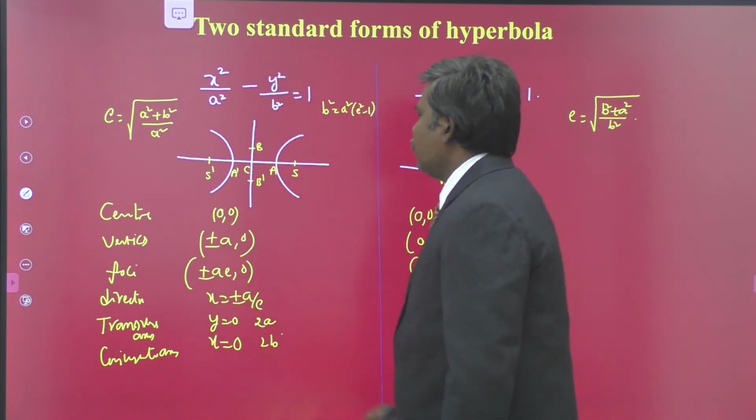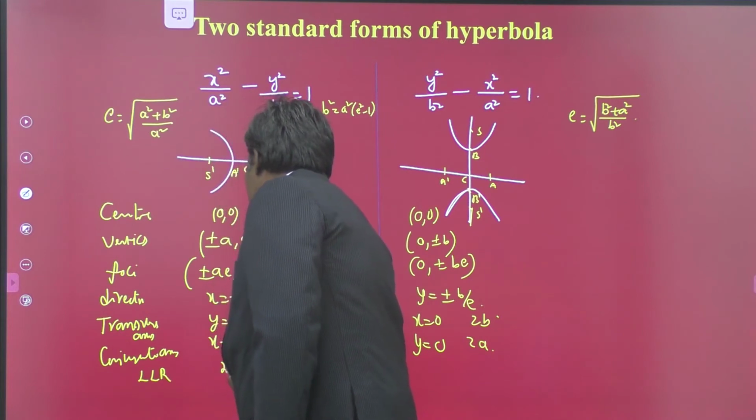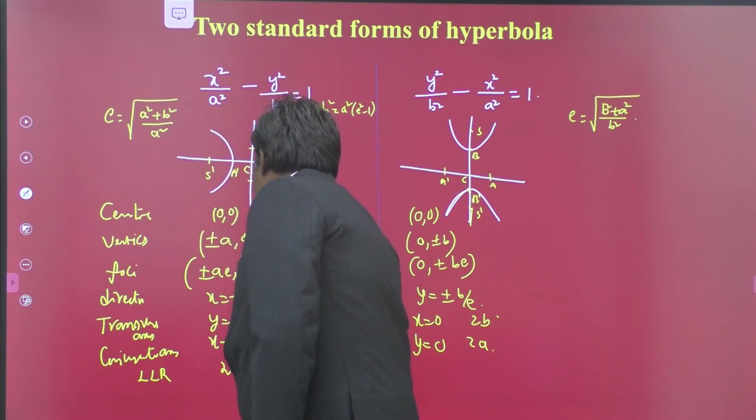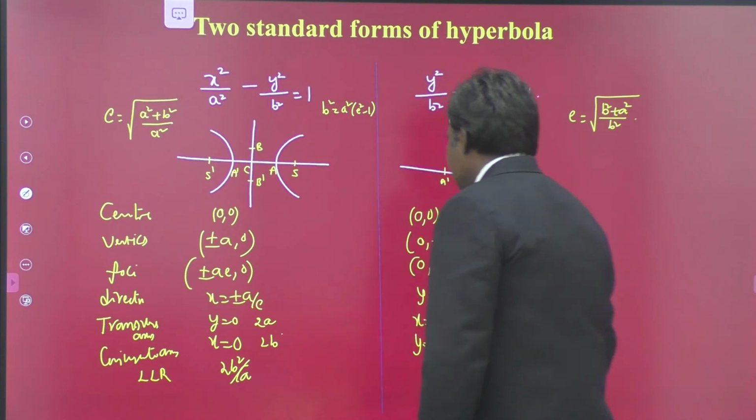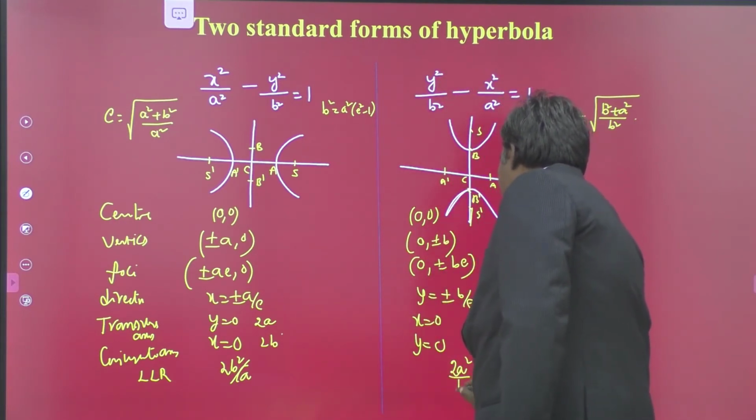And finally we have the length of latus rectum. We derived the length of the latus rectum as 2b square by a. We proved 2b square by a. Similarly here the length of the latus rectum is 2a square by b.